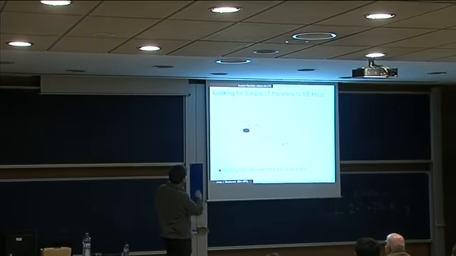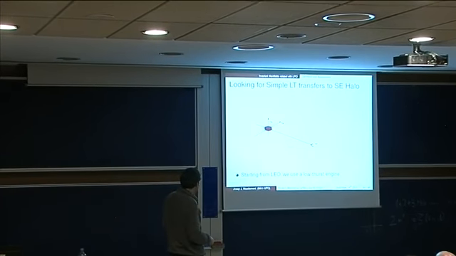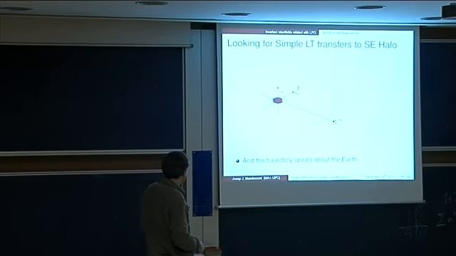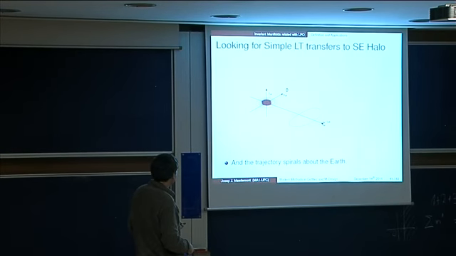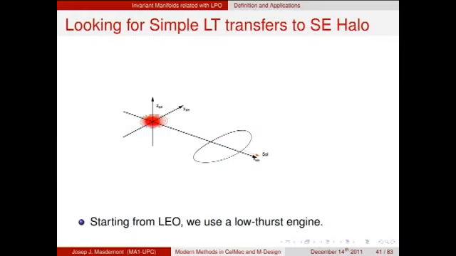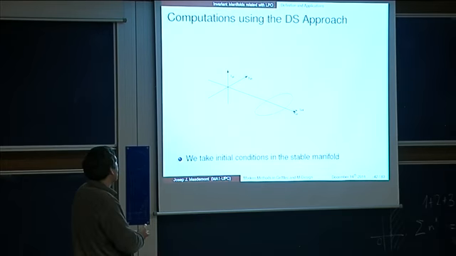So, for instance, in this case we have the orbit spiraling about the Earth with a low thrust. This is the way. And now we switch the thruster off, and so we are inside the manifold, and we have the transfer to the halo orbit. So how do we do these computations?